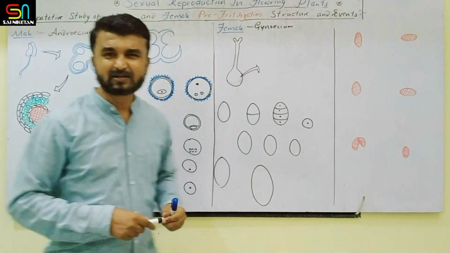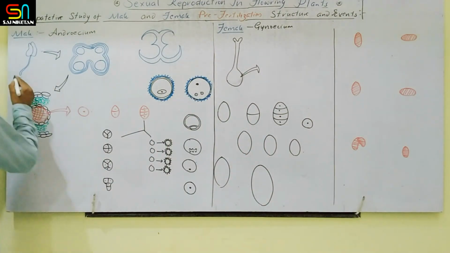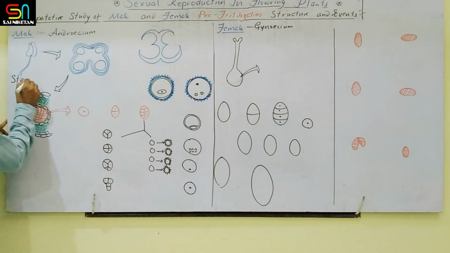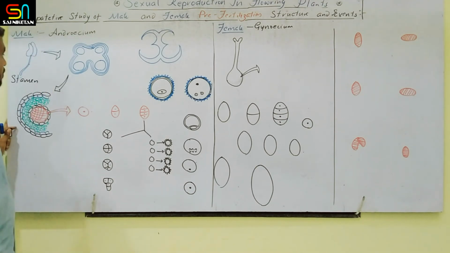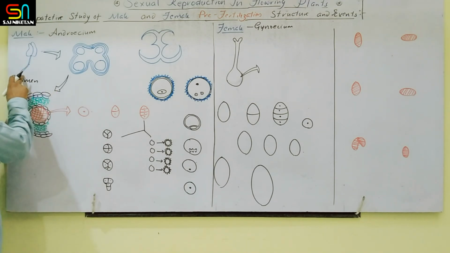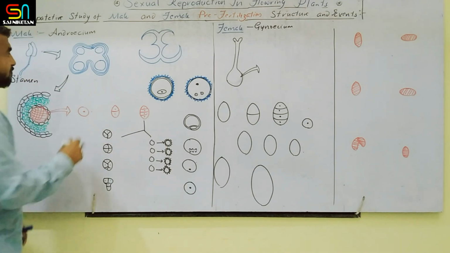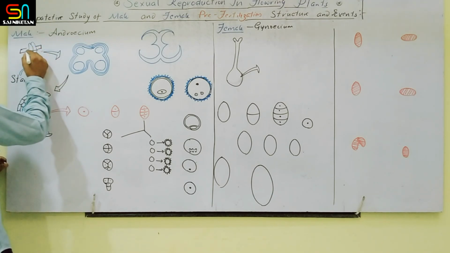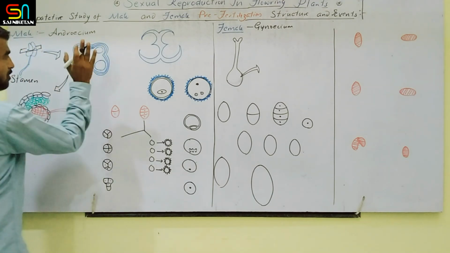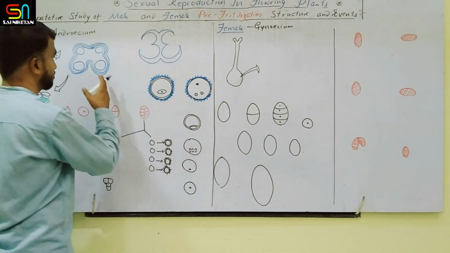So this is a simple structure. This is the stamen. It is made up of filament and anther. Clear? It is attached to the thalamus. This is a projecting one. When you take the transverse section of the anther, clear? If you take the TS of the anther, then you will get a roughly tetragonal structure like this one.